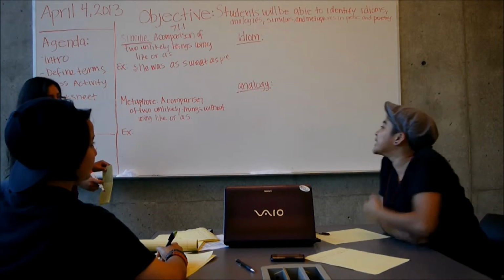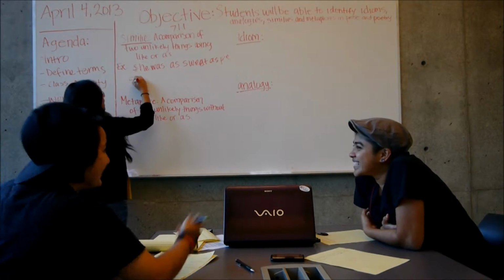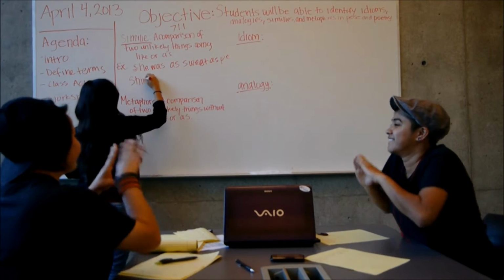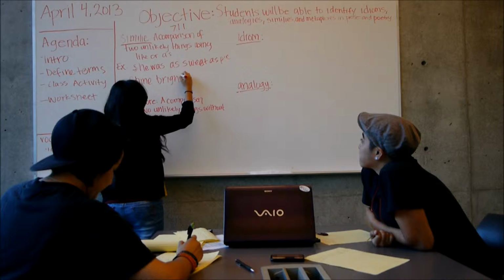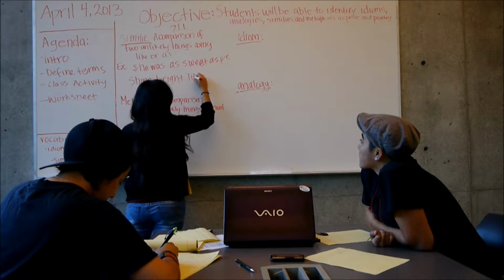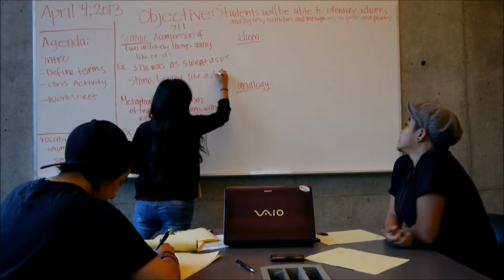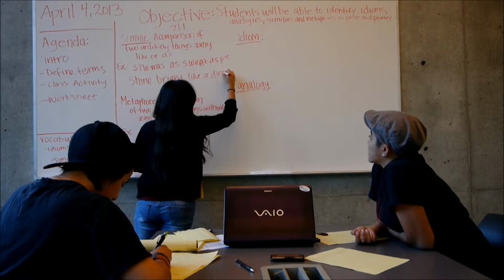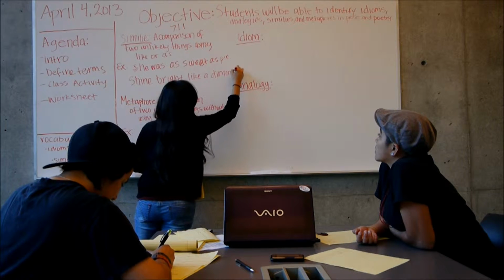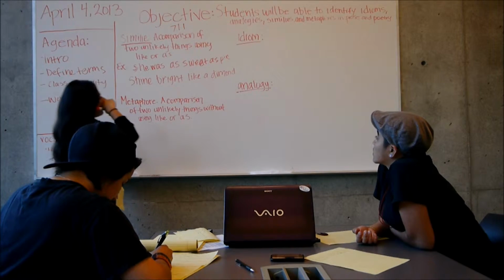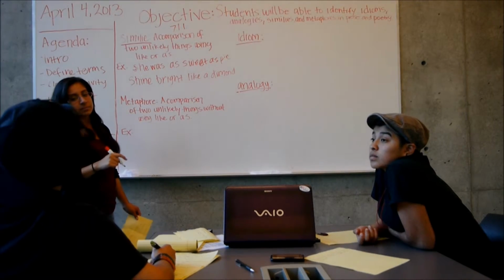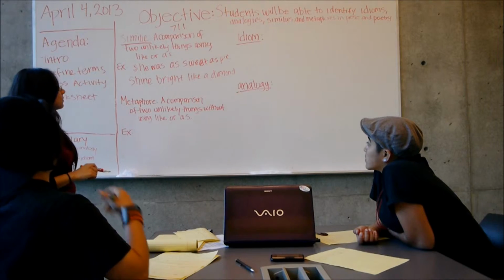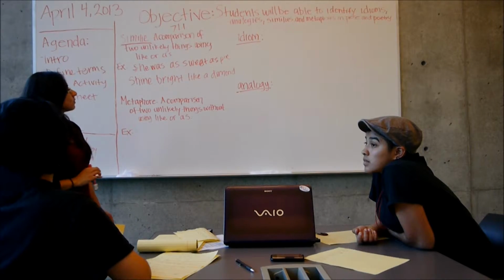Wendy? Shine bright like a diamond. Shine bright like a diamond. It's a good one. Shine bright like a diamond. And can you tell me what are the two things being compared in this one? Carla? Diamond and, I guess it would be implied, you.